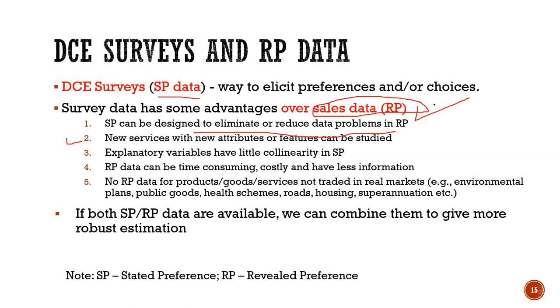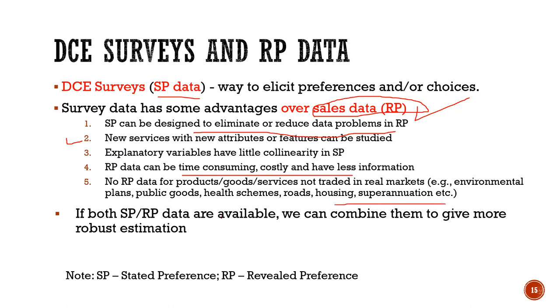So those sorts of problems can be eliminated using stated preference data. Revealed preference data can be time consuming, it's very costly, and it might have less information depending on the quality of the data. There is no revealed preference data for products and goods that cannot be traded in real markets. In other words, this data is very difficult to obtain.